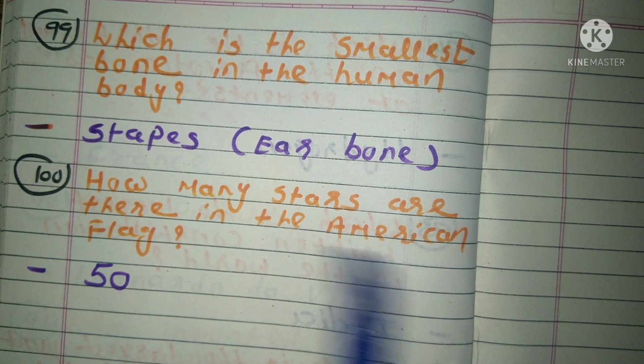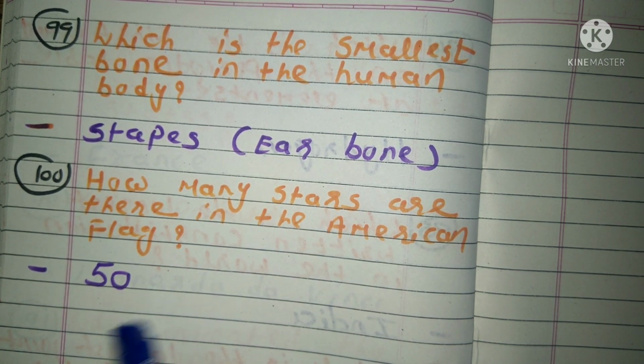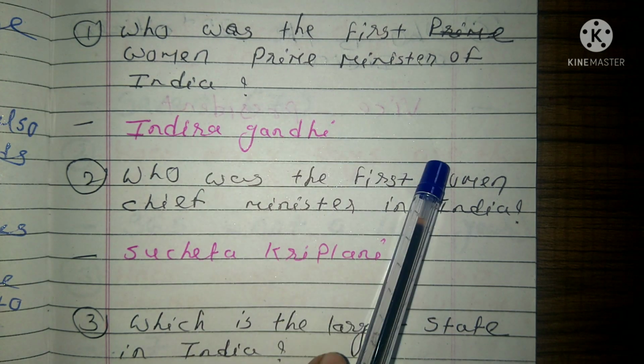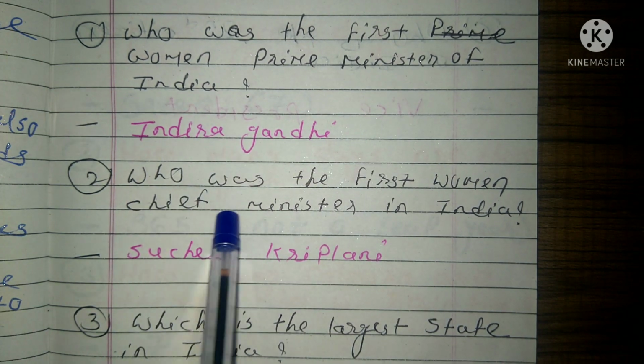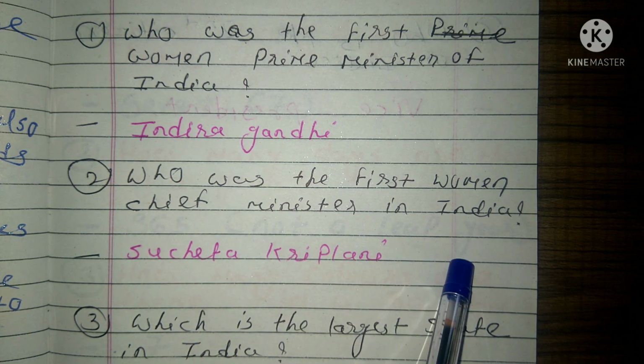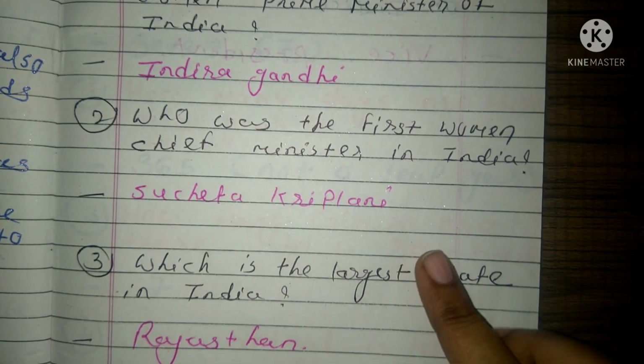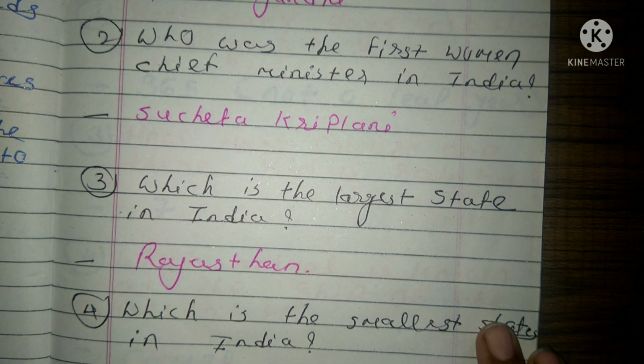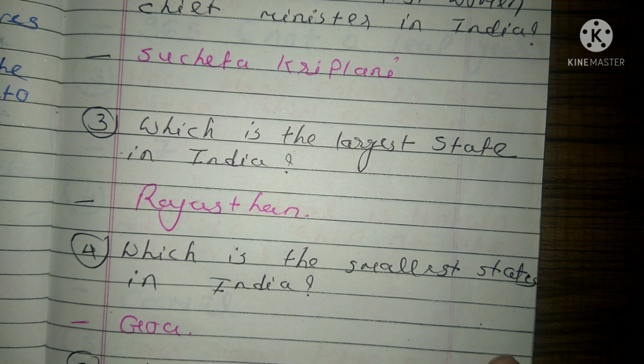How many stars are there in the American flag? 50. Who was the first woman Prime Minister of India? Indira Gandhi. Who was the first woman Chief Minister in India? Sucheta Kripalani. Which is the largest state in India? Rajasthan. Which is the smallest state in India? Goa.